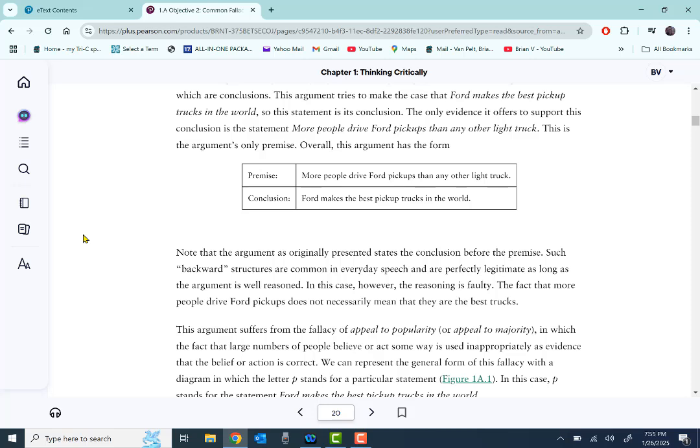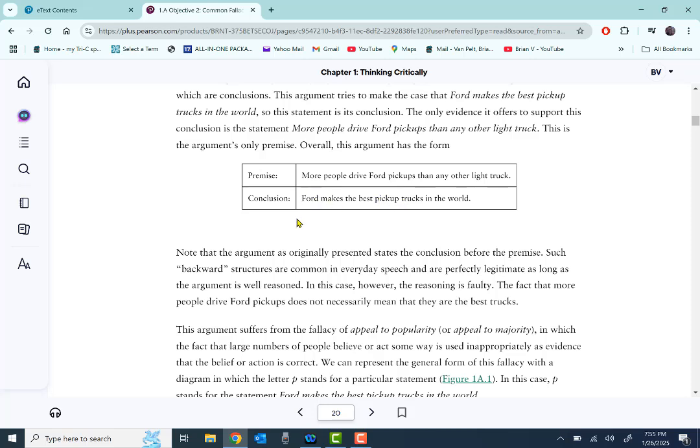More people drive Ford pickups than any other light truck. Now there, they have "light truck" added on there. That's not exactly the same as talking about all pickups. This is a light truck. The conclusion is about all pickups, so there's an issue there as well. This here, more people drive Ford pickups than any other light truck. This is just pickup trucks in general.